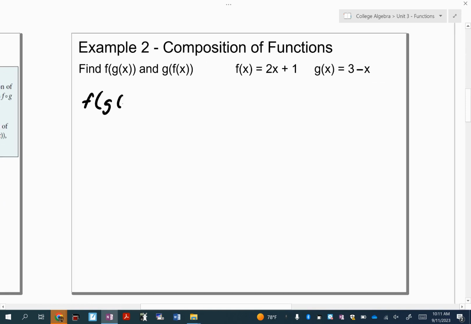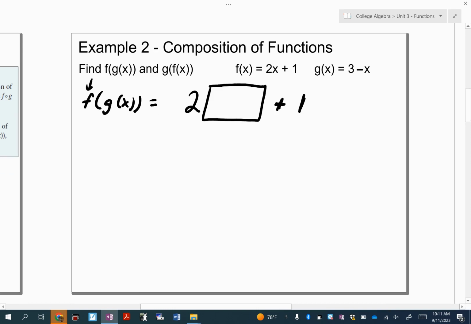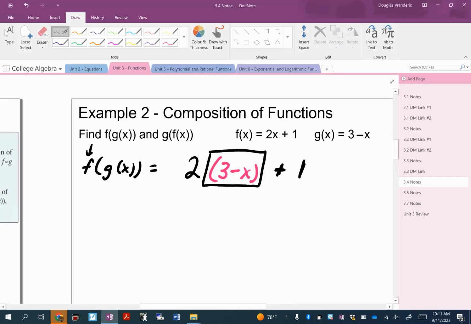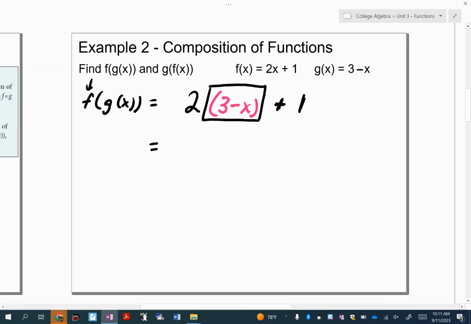So first, I'm going to do f of g of x. You'll notice my outside function is f. So I'm going to write down 2x plus 1. But notice, instead of putting in x, I'm going to put a giant box. And in that box, I am going to put my g of x function, my inside function. So this g of x function is going to go inside the box in parentheses. All right, and that's really the setup. If you can do that, the rest is just simplifying, order of operations, combining like terms, that kind of thing.